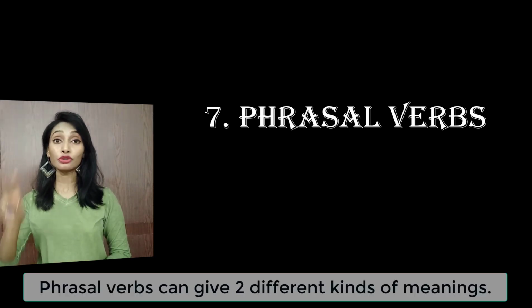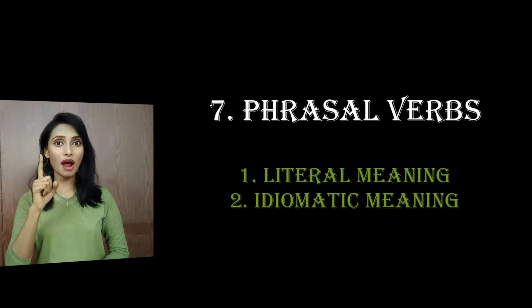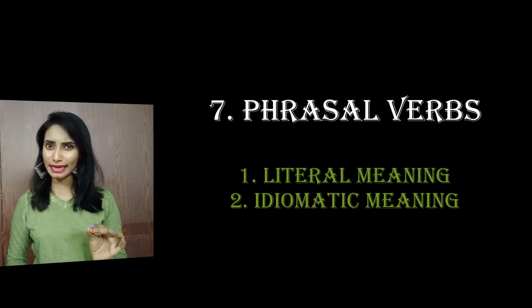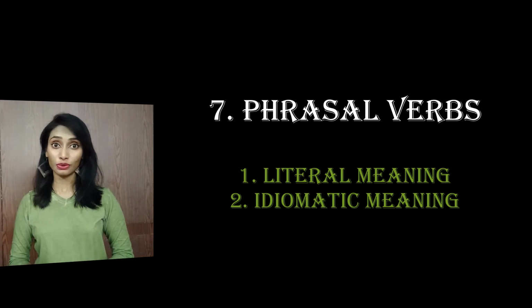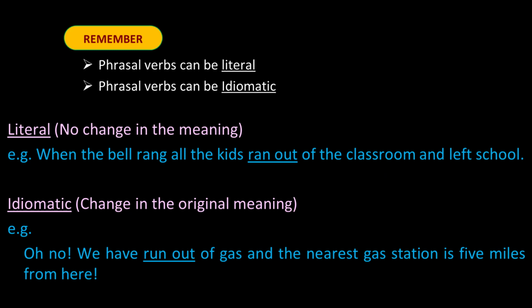Phrasal verbs can give two different types of meanings. 1. Literal meaning, the same according to the words. 2. Idiomatic meaning, which is new. Look at this set of examples. When the bell rang, all the kids ran out of the classroom and left school. Ran out, running out. Oh no! We have run out of gas and the nearest gas station is 5 miles from here. Ran out doesn't mean running out, it means exhausted.